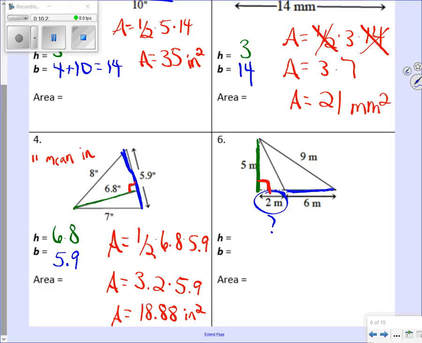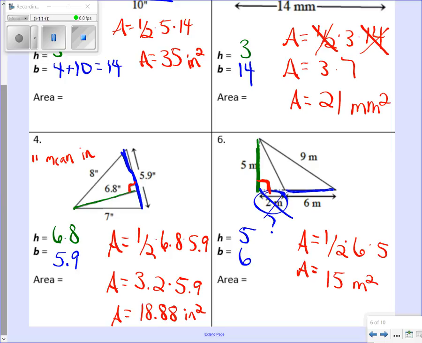We know our height is 5 because that's where the tallest point of our triangle is. We know our base is 6 because we don't want that 2. It's not part of our triangle. And now we just solve. Area equals 1/2 times 6 times 5. So area equals, calculate it yourself. Did you get 15 meters squared? And remember to put your units on.